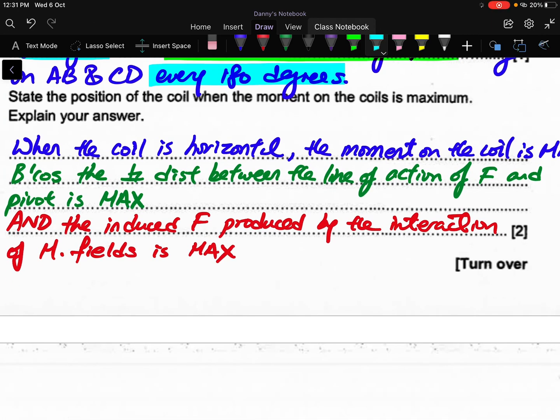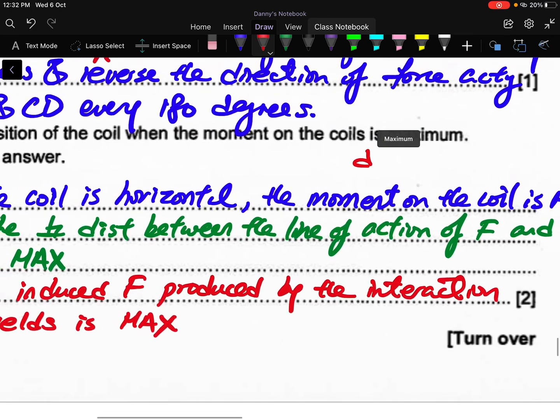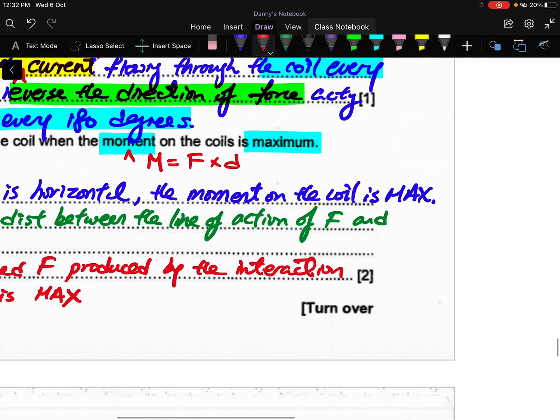You need to state the position where the moment is maximum. Because moment consists of F and D, you need to talk about both of them, okay, not just the D. In many cases, we say that the F is actually constant, but since there are 4 lines and 2 marks, I will assume that F is also not constant, because as you know, when you have 2 magnets like that, the strongest magnetic field is actually in the center, and as it goes to the side, the magnetic field bends, and because of that, it will get weaker.